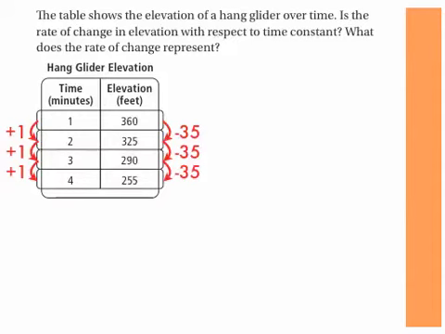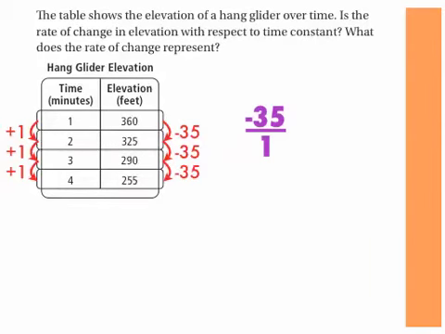Then it asks, what does the rate of change represent? First, let's write our rate of change. Remember, we just said it is the change in the dependent variable over the change in the independent variable. If we are given time and elevation, our independent variable would be time, and our dependent variable would be elevation. So to write the ratio for the rate of change, we're going to write negative 35 over 1.